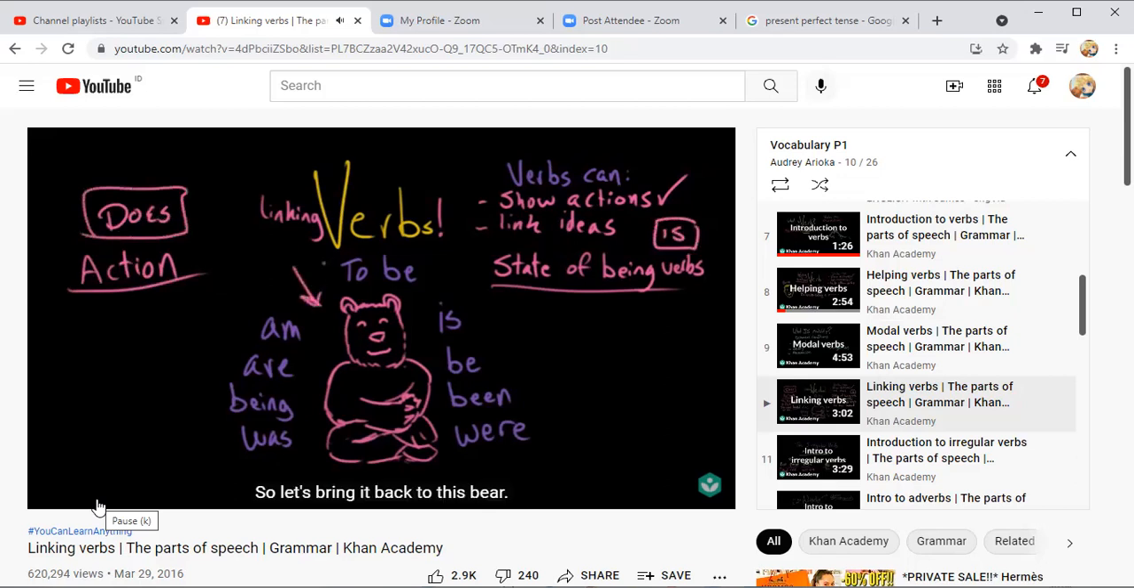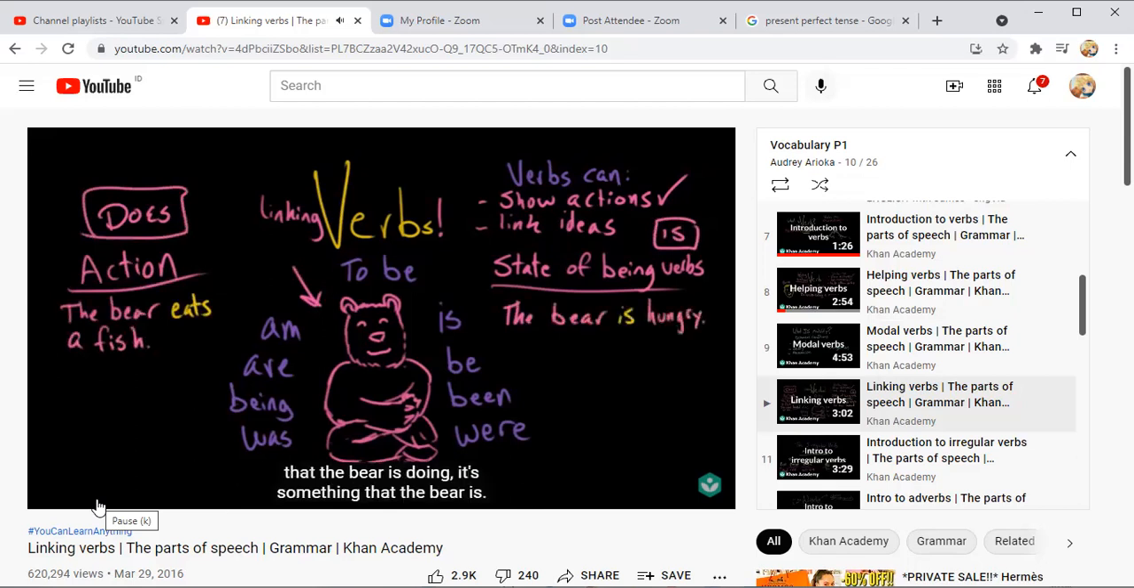So let's bring it back to this bear. Let's think of an action for this bear to do. What does a bear like to do? The bear eats a fish. That's action. That's something the bear is doing. The bear is hungry, however. It's not something that the bear is doing, it's something that the bear is. So what is doing here is connecting the word hungry to the word bear. It's linking. Some verbs can be used both ways. They can be used both as actions and as linking verbs. I'll show you an example of that.